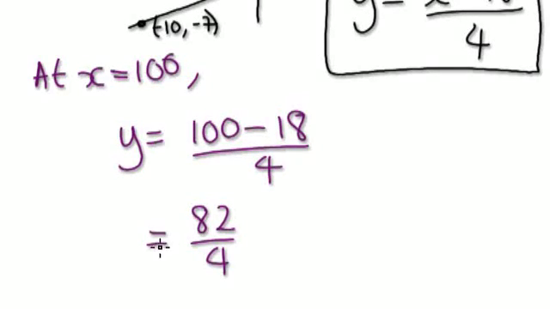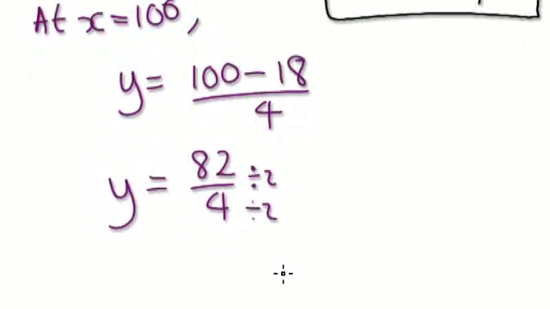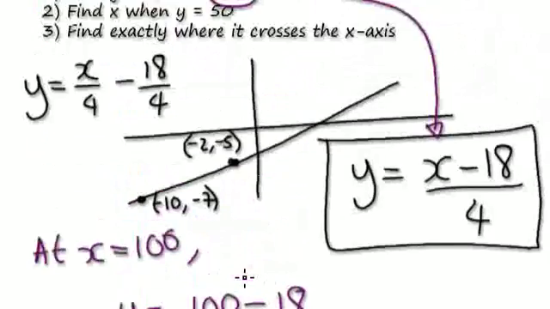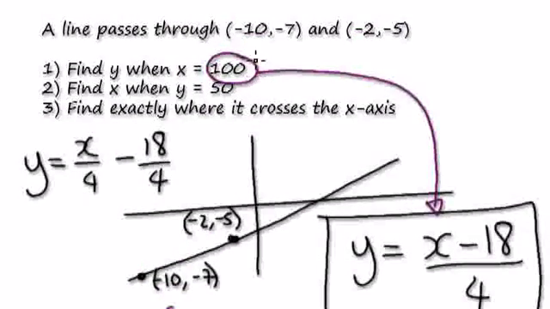Here, even numbers, so we can divide top and bottom by 2. So this will be 41 over 2. So y equals 41 over 2. So at x equals 100, y will be 41 over 2.